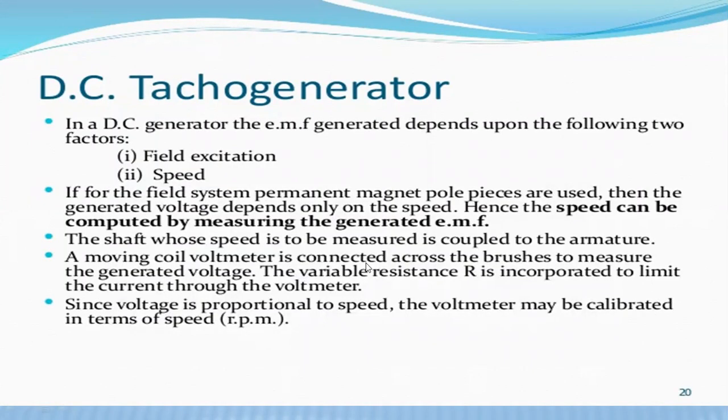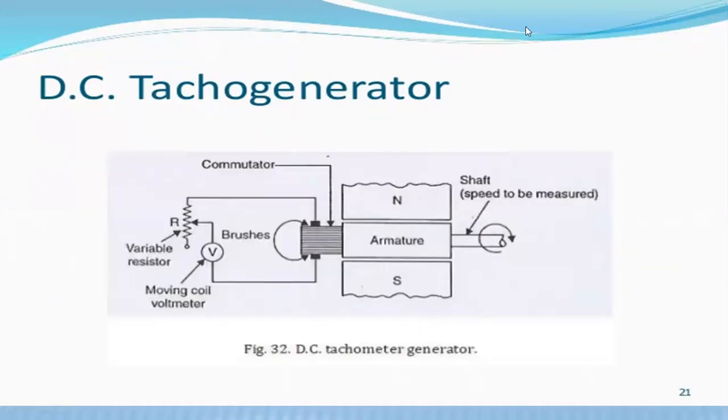A moving coil voltmeter is connected across the brushes to measure the generated voltage. You can see it is the moving coil voltmeter. This moving coil voltmeter is used to measure how much voltage is developed in the armature. So the armature develops the voltage, and by using this voltmeter we can measure how much voltage is produced in this armature.